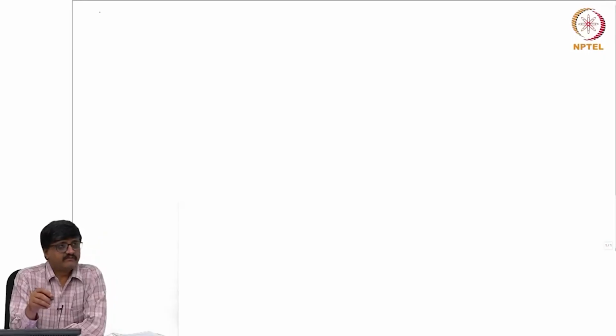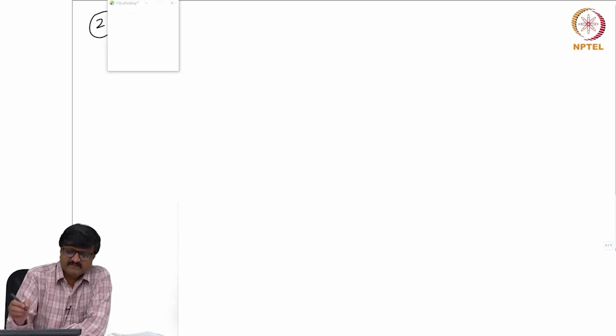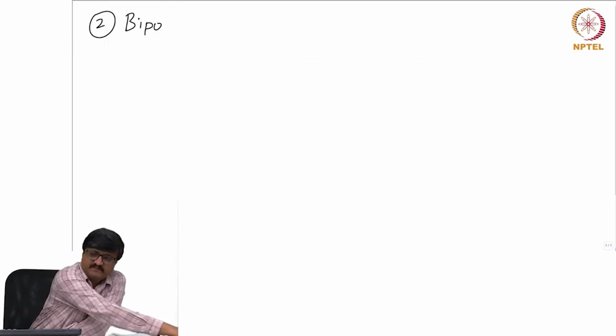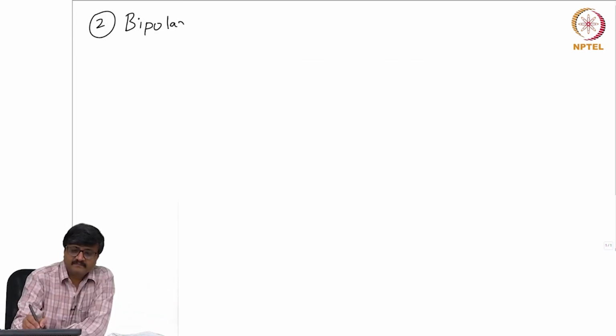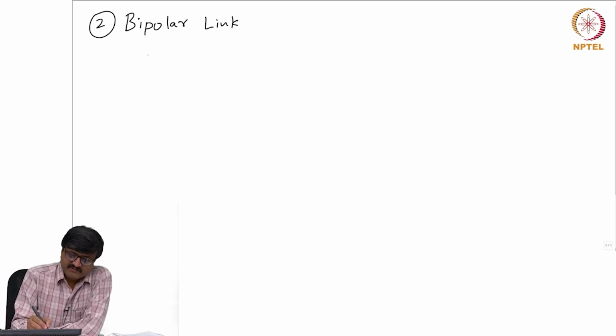So, we are trying to see what are the different possible DC links. We have seen monopolar. The second type of DC link is bipolar. So, again I will try to draw a schematic diagram. So, it is not a circuit diagram. So, the schematic diagram is like this.